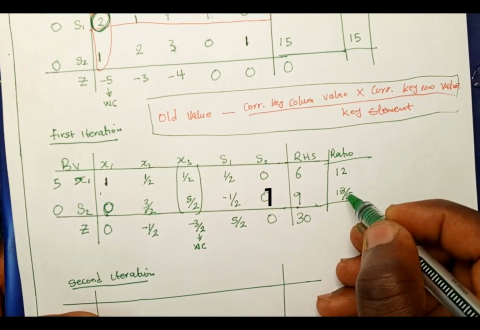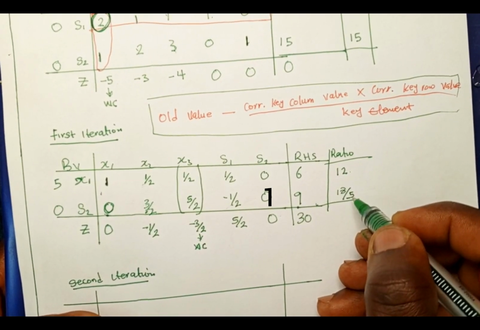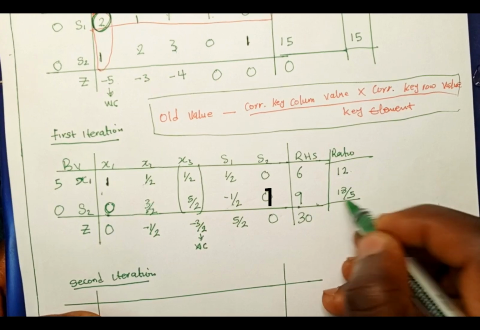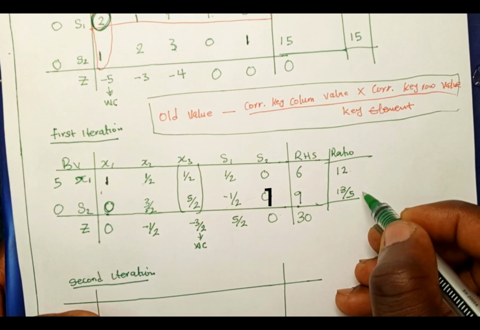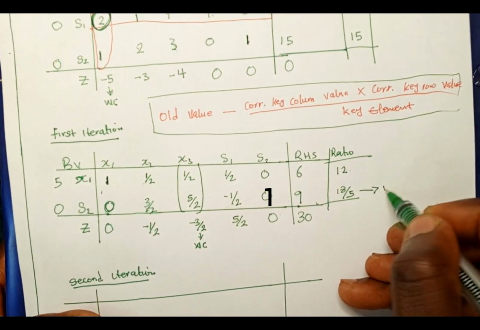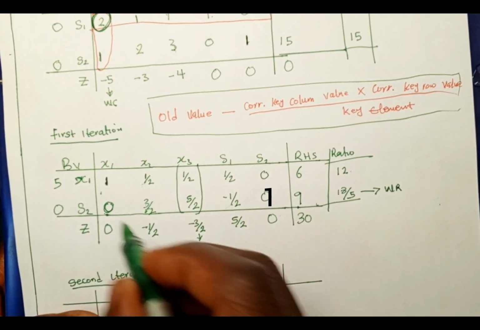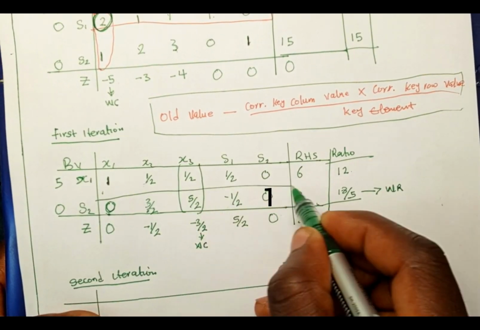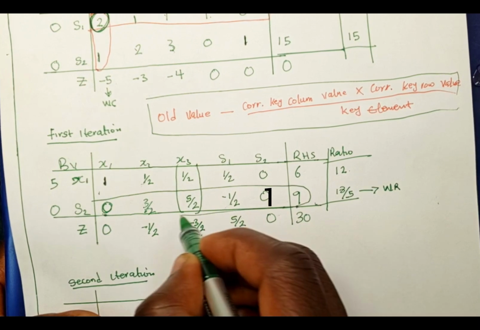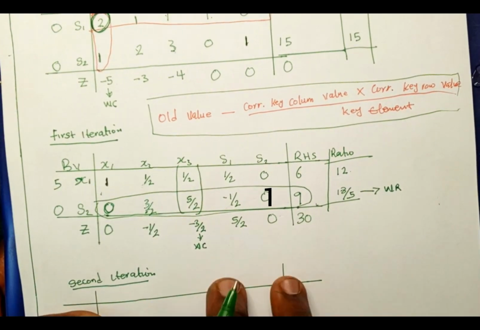Between 12 and 18 over 5, which one is the minimum, the smallest one? 18 over 5 is less than 12. So therefore, this one is the minimum, and this is going to be our working row. So all this row here is our working row. Now, what are we going to do?